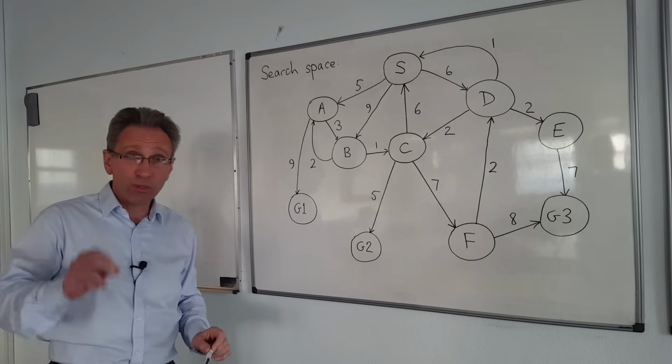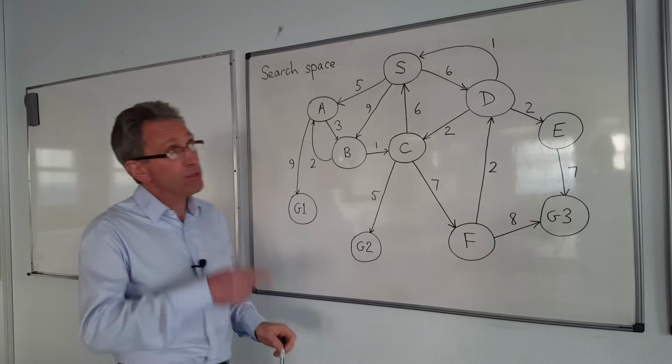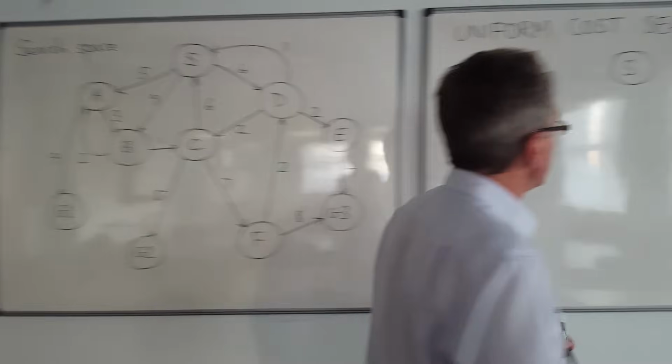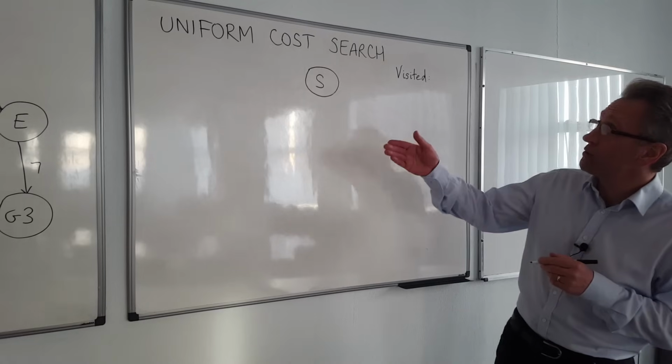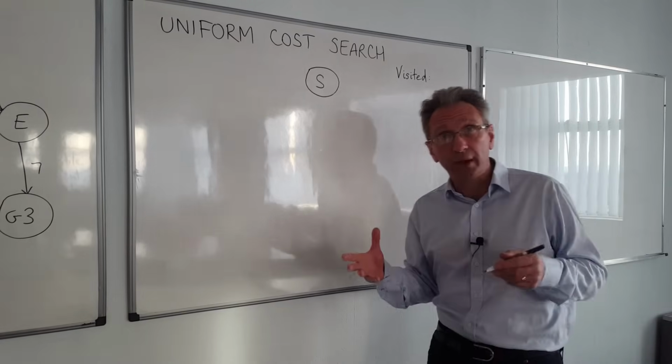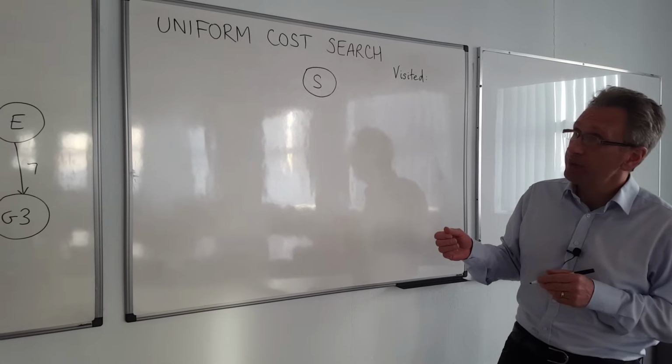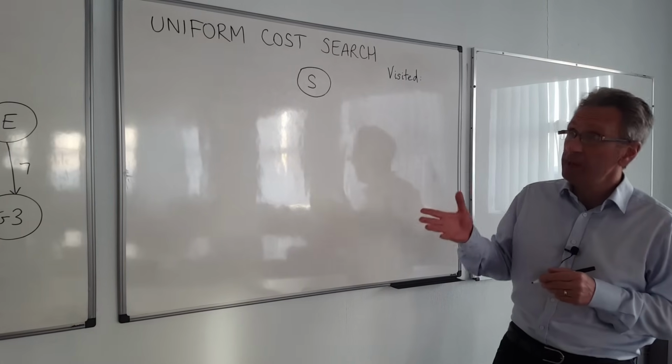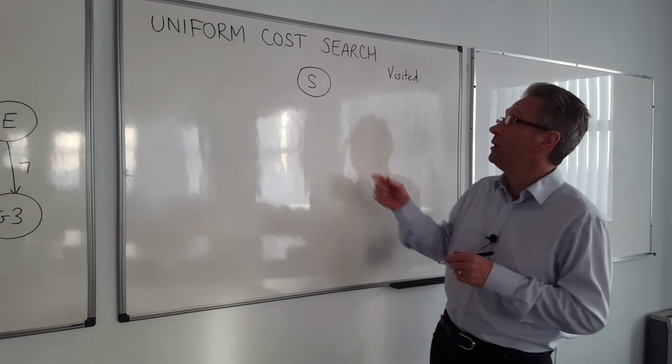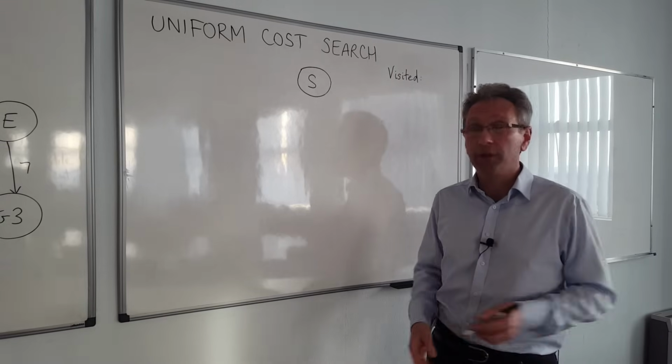So as I say, I'm going to show you two algorithms for doing that. The first one is uniform cost search. Uniform cost search is basically a variant on Dijkstra's algorithm, and it's going to find for us the cheapest path, the least costly path, between S and one of the goal states.